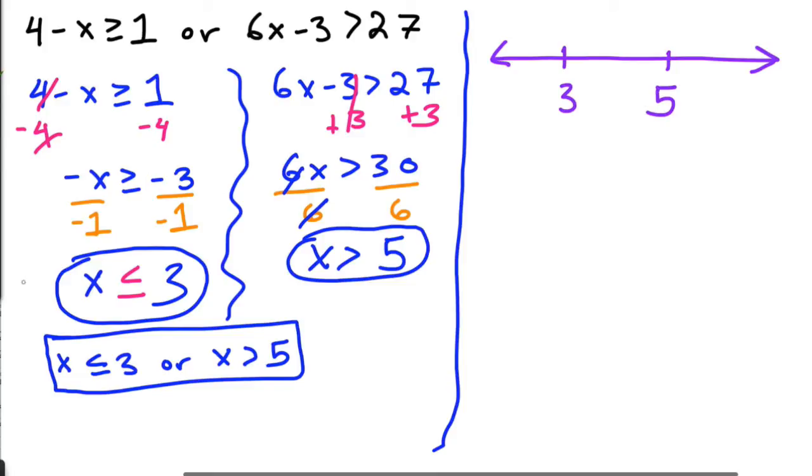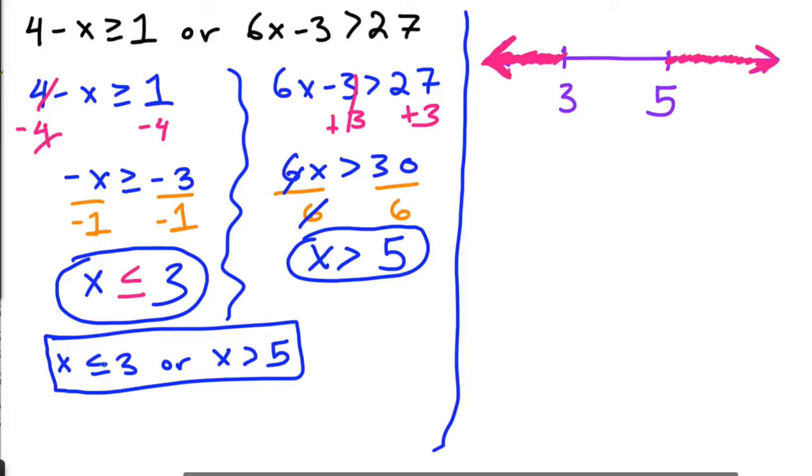Okay, so let's do our shading first. So this says that x is less than or equal to 3. So if we shade all the values that are less than or equal to 3, that would be in this direction, and this would continue forever in this direction. And then all the values that are greater than 5, well, that's to the right of 5, and this will also continue forever.